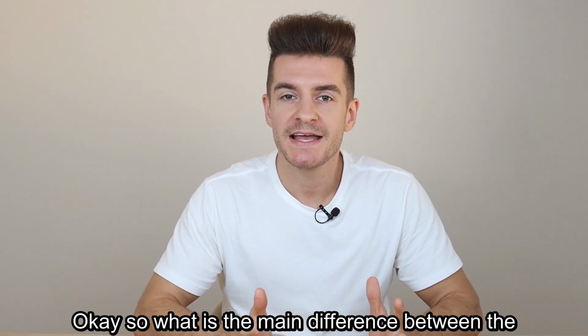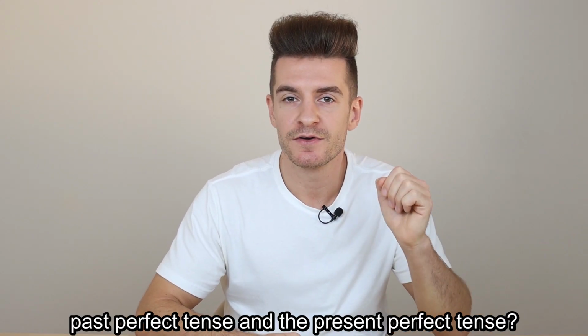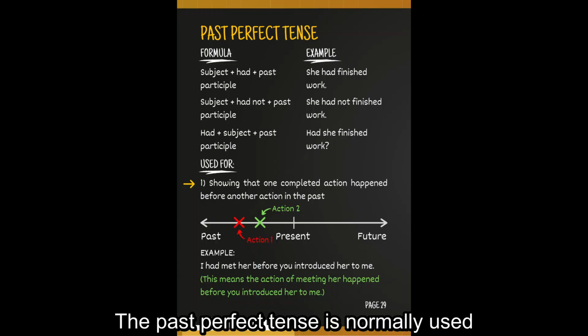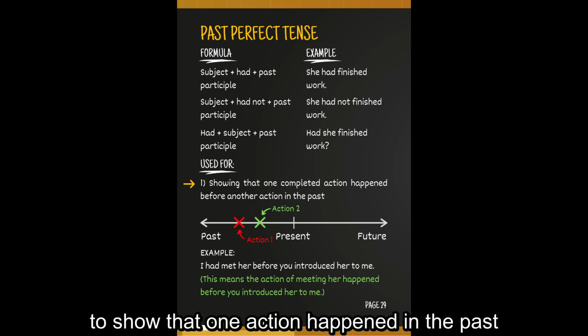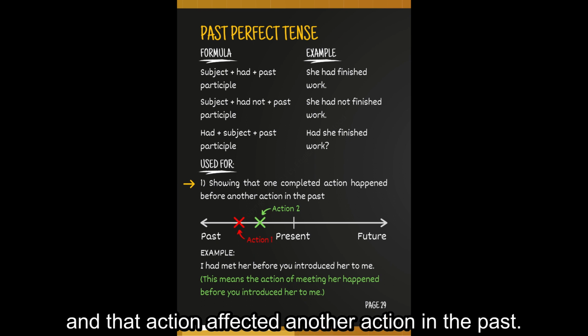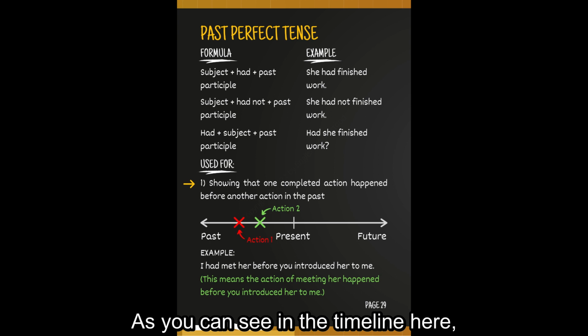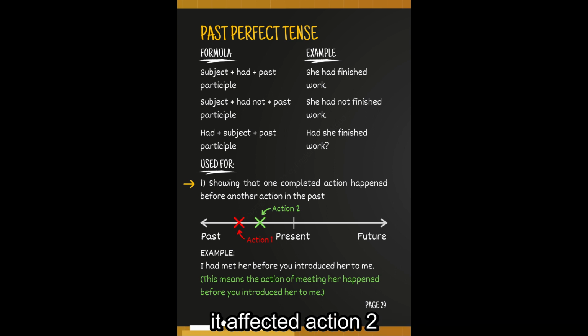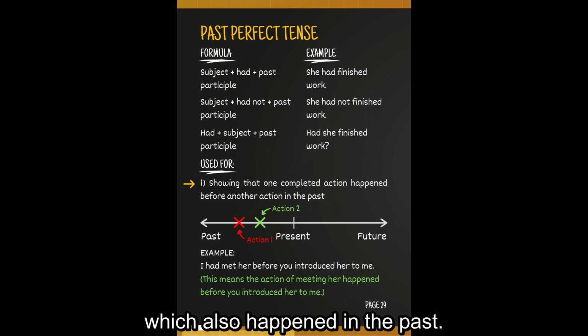Okay, so what is the main difference between the past perfect tense and the present perfect tense? The past perfect tense is normally used to show that one action happened in the past and that action affected another action in the past. As you can see in the timeline here, action 1 happened, and then after that, it affected action 2, which also happened in the past.